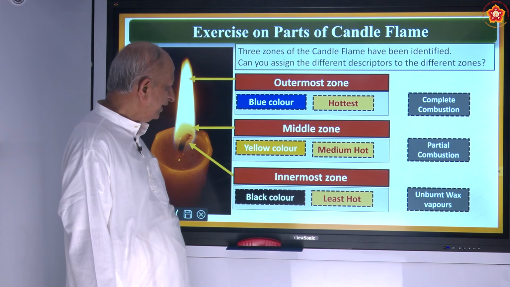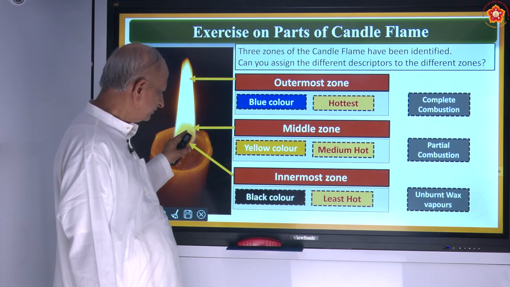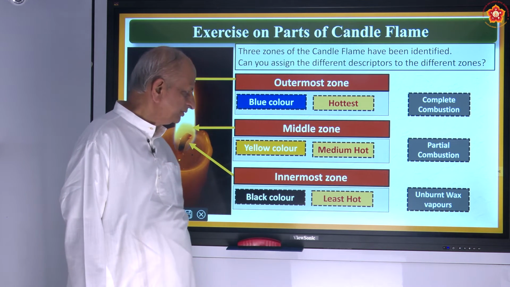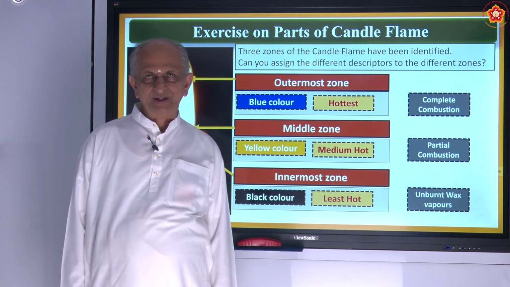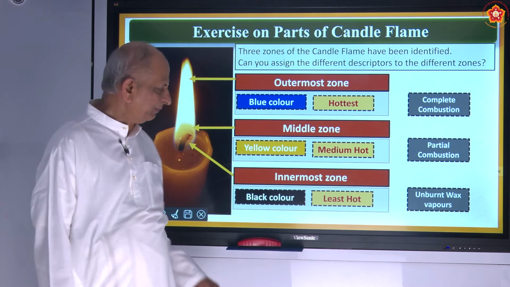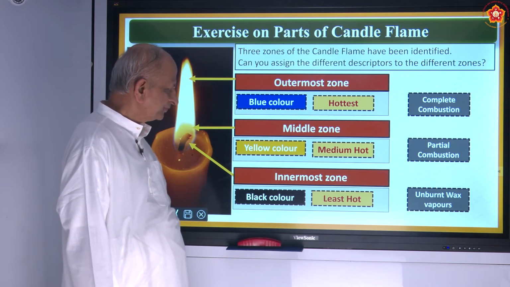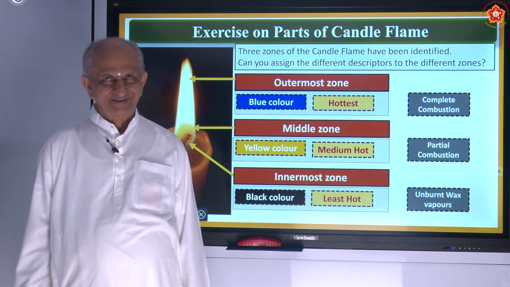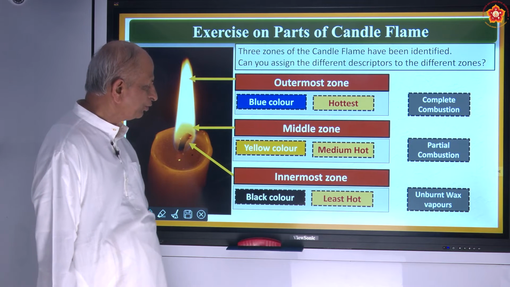And in the middle you have partial combustion. And in the innermost you have unburnt wax vapors. That is why it is black in color. Is it clear? Note it down. Noted? Very nice. Shall we pass on to the home assignment?